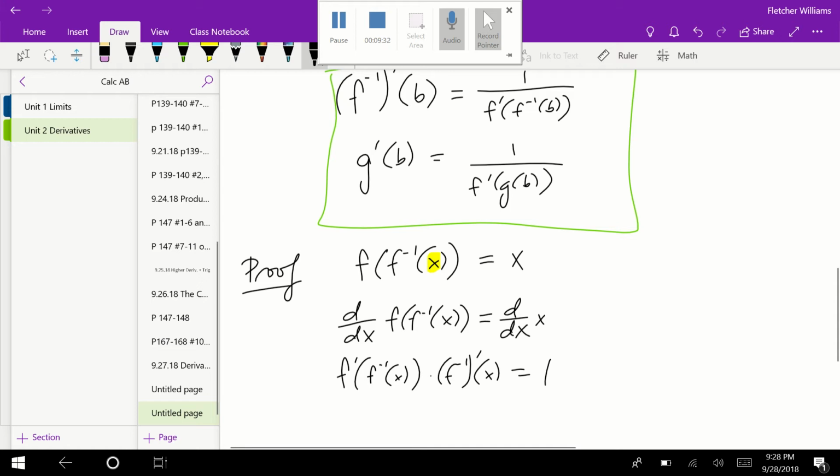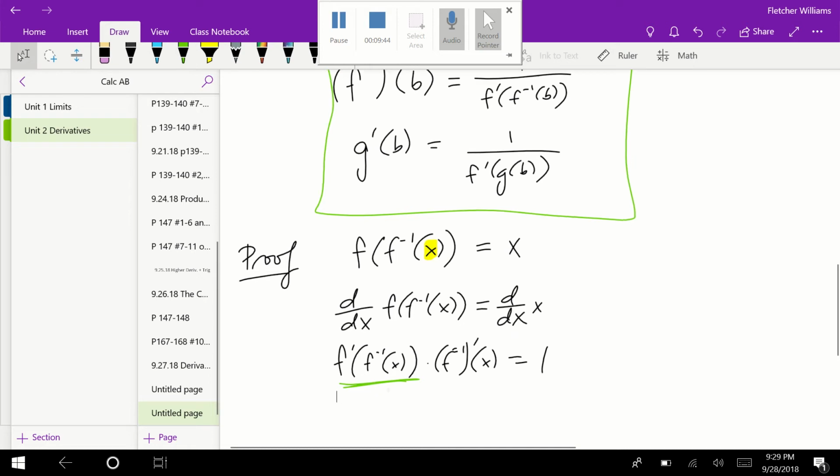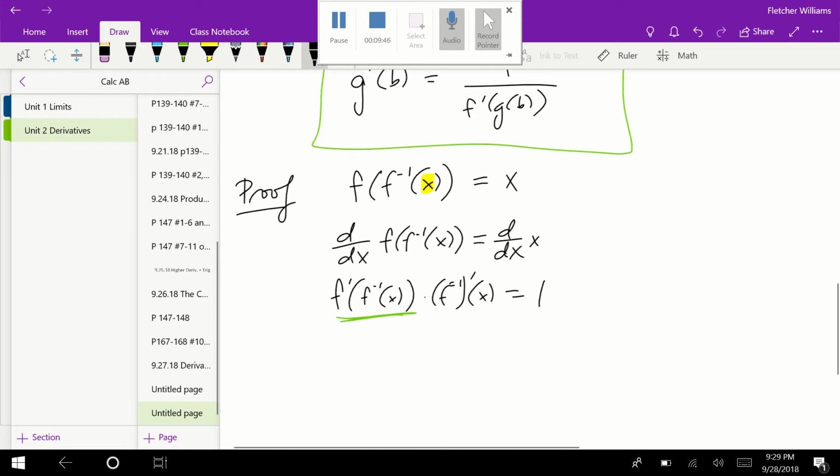So then you just solve for f inverse prime of x. So that's just as simple as dividing both sides by this term right here. So you find that f inverse prime of x is 1 over f prime f inverse of x. QED.